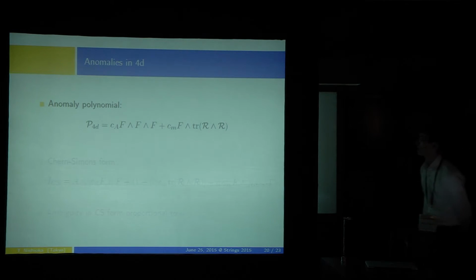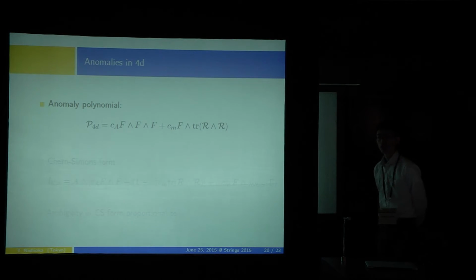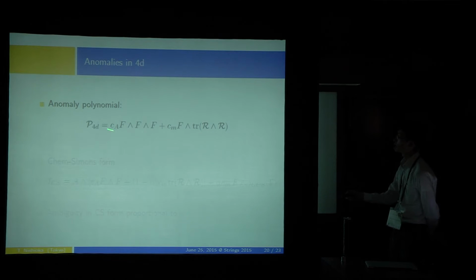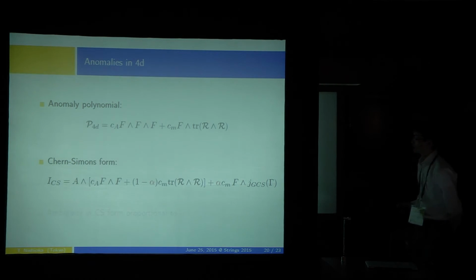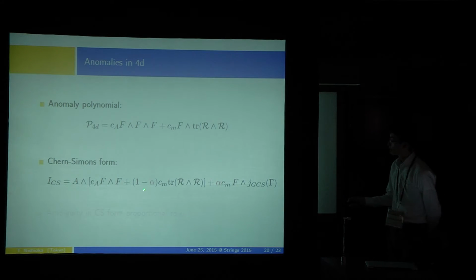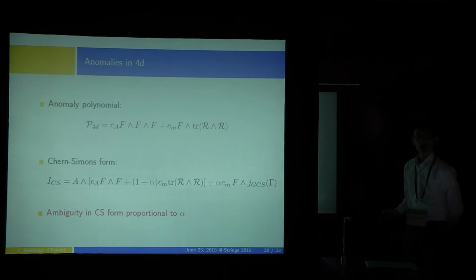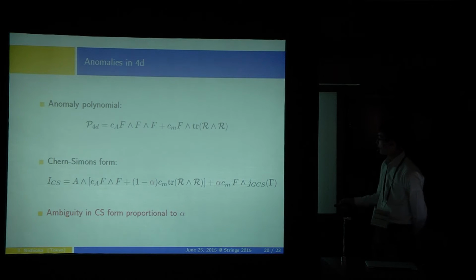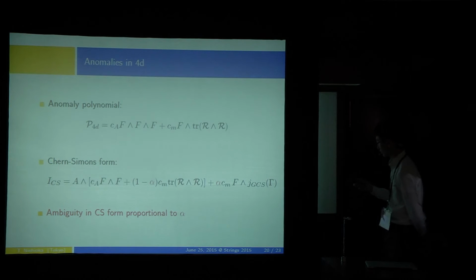The situation is very similar. You write down the anomaly polynomial first. There are two types of anomalies: one is the U1 cubed anomaly, and also you have the mixed anomaly. Now you need to write down the Chern-Simons form which reproduces this anomaly polynomial. But you see that you have some ambiguity, proportional to alpha, because any choice of alpha gives the same anomaly polynomial. But anyway, I let alpha be there to make my discussion general.